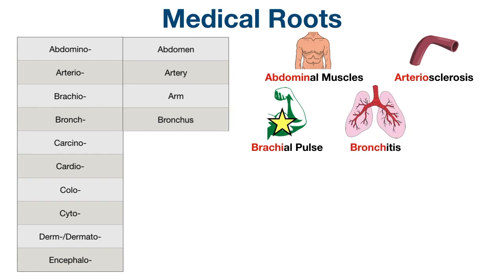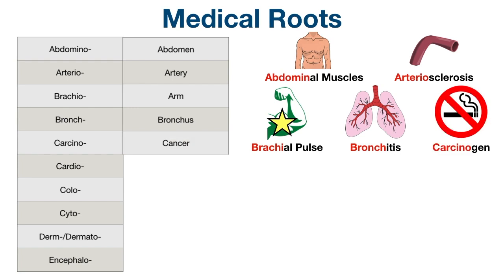Next is bronch, which refers to the bronchi of the lungs. You can think of bronchitis, which is inflammation of the bronchi, usually caused by a virus. Moving on to carcino, which means cancer, you can use the word carcinogen, which is a substance capable of causing cancer, and this will help you remember that the root carcino refers to cancer.